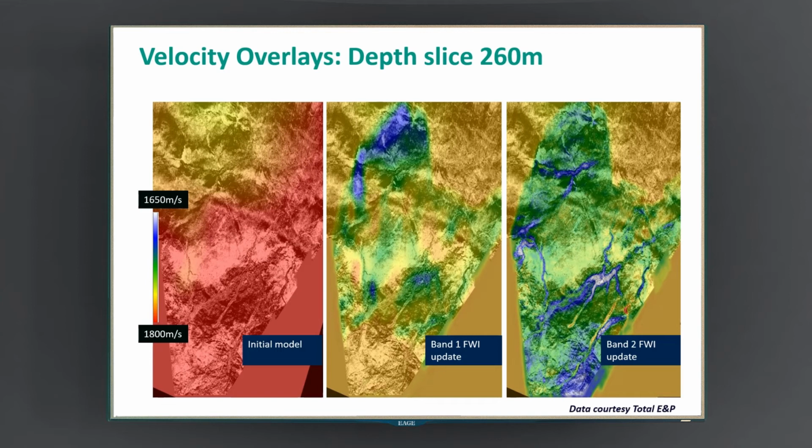Another depth slice at 260 meters, and I want you to notice the complexity of the channels here and how FWI is picking up very small sinuous channels and the fast cross-cutting of the slow and the fast channels. This would have been very difficult for any other method to achieve.